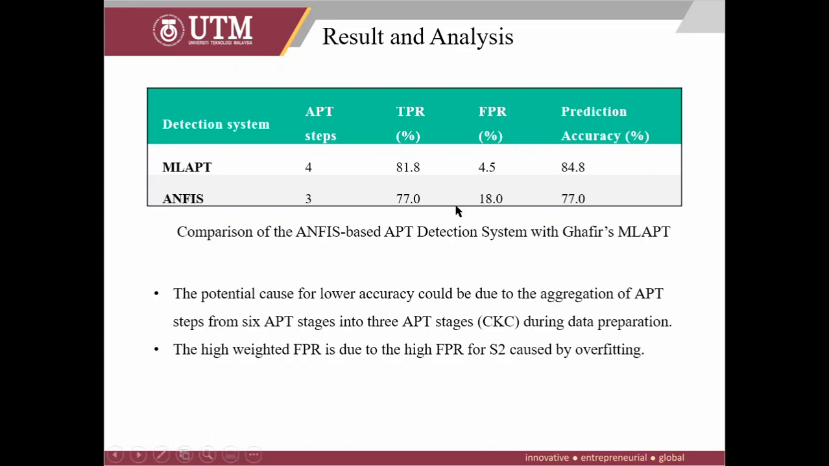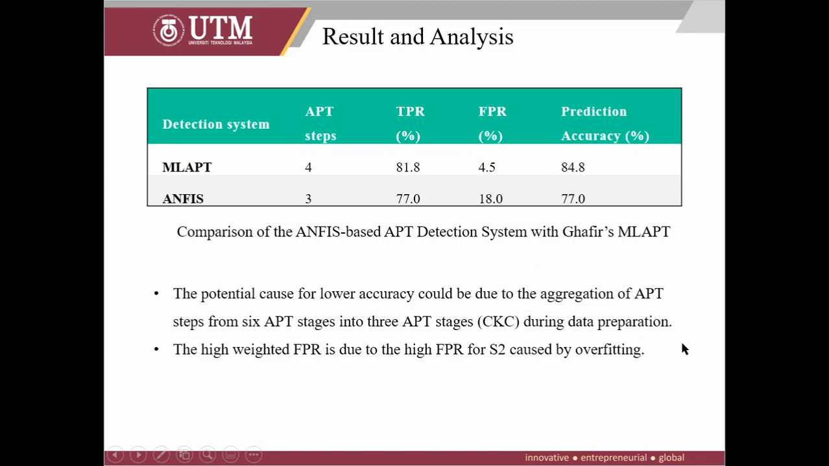And lastly, we compare our result with Garfield's result. Garfield's ML-APT has 4 APT steps, a true positive rate of 81.8% and a false positive rate of 4.5%, and also an accuracy of 84.8%, which is comparatively higher than what we produced in this research: 77%, 18%, and 77% respectively. And to analyze this, we're looking for the reason why there is a lower accuracy than ML-APT.